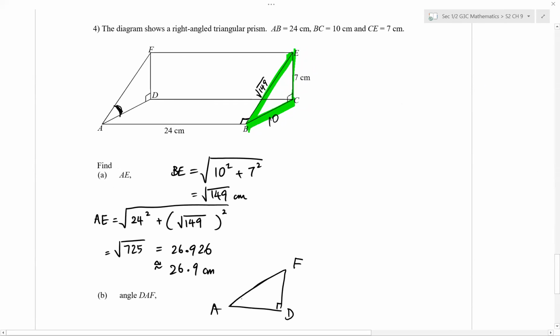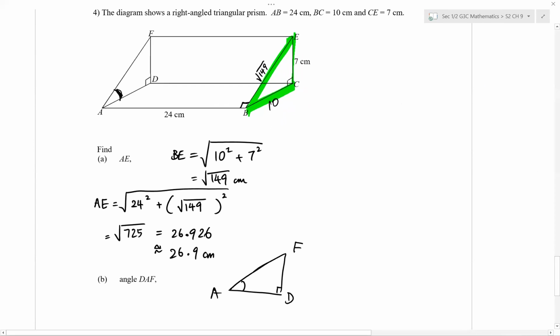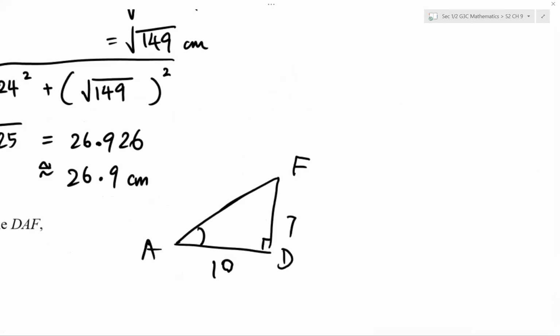So this is the angle we want to find. Put in all the information you have in the triangle you just sketched. So I know the base AD is 10, and I know FD must be the same as EC, which is 7. I've got two sides. I want to find the angle.